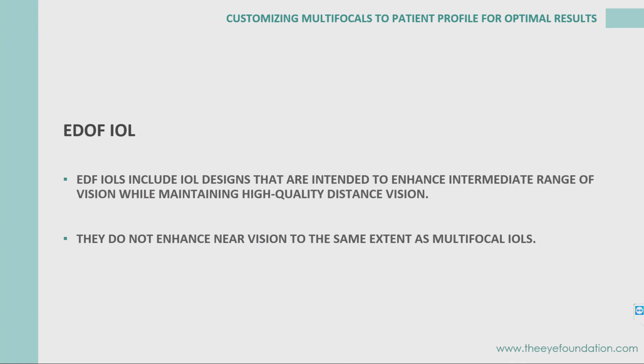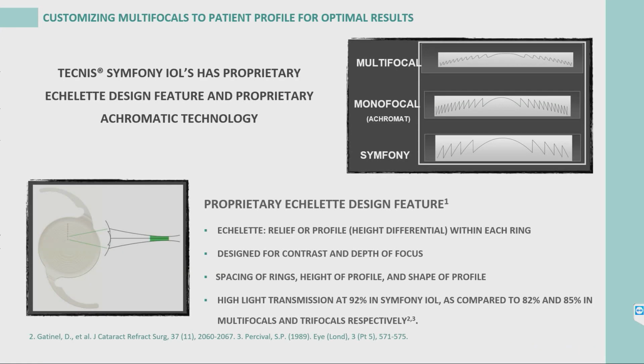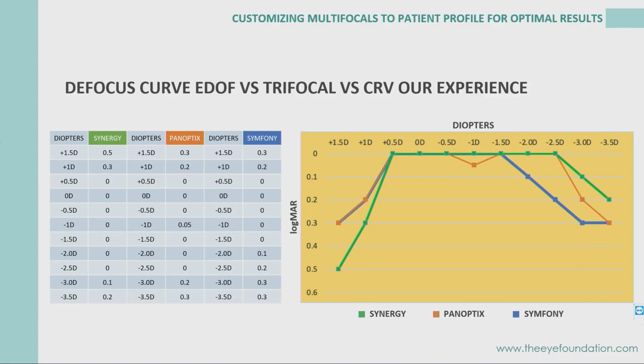What was Symfony doing here? Symfony is, of course, giving great vision for distance, intermediate, and not so satisfactory for near, but this man didn't mind an occasional reader. More importantly, it was 92% of light distribution that was taken in, which gave an enhanced contrast because of the design of the height differentials which were there on the Symfony lens. It ensured there was a greater depth of focus, greater contrast, and a high light utilization, which augured that there was less of dysphotopsia symptoms.